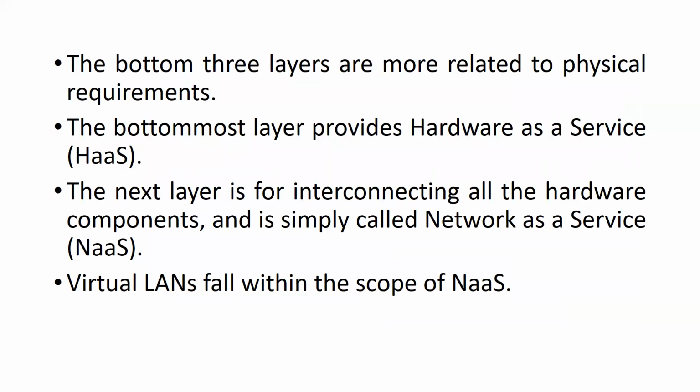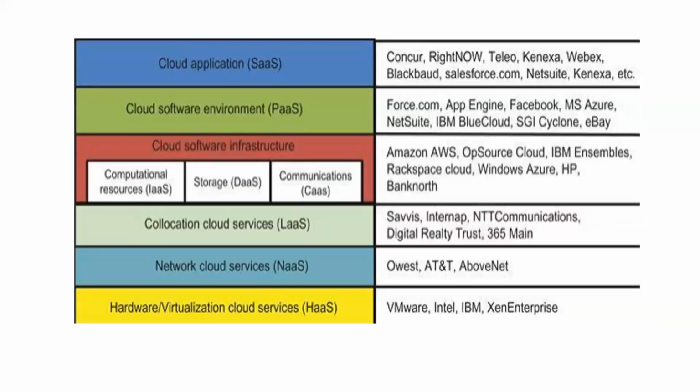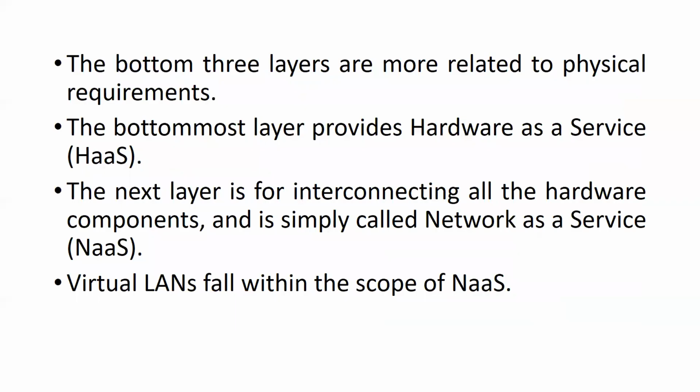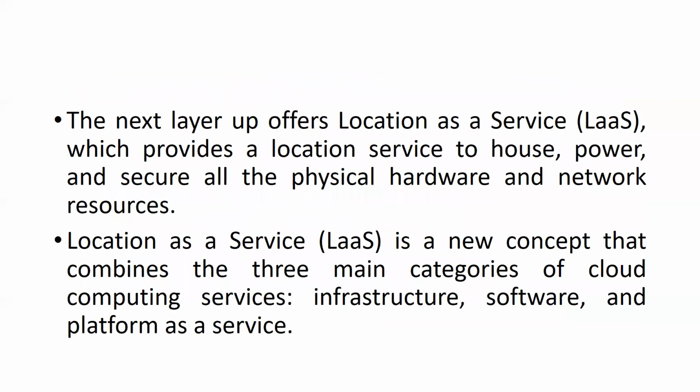The bottom 3 layers are more related to physical requirements, that is co-location cloud services, network cloud services, and then hardware or virtualization cloud services. The bottommost layer provides hardware as a service. The next layer is NaaS, that is network as a service, and the virtual LANs fall within the scope of NaaS. The next layer up offers location as a service, which provides a location to house, power, and secure all physical hardware and network resources.